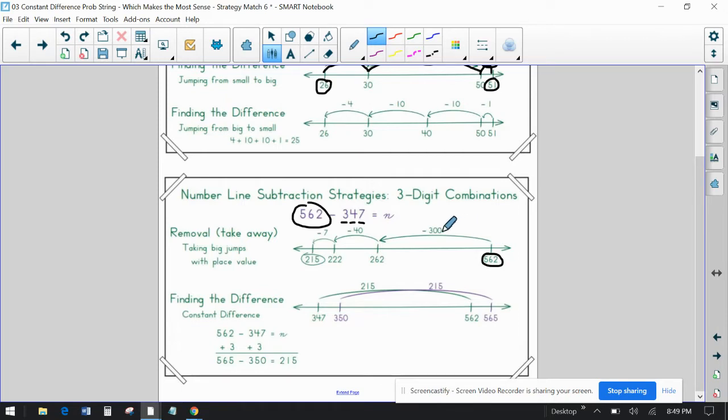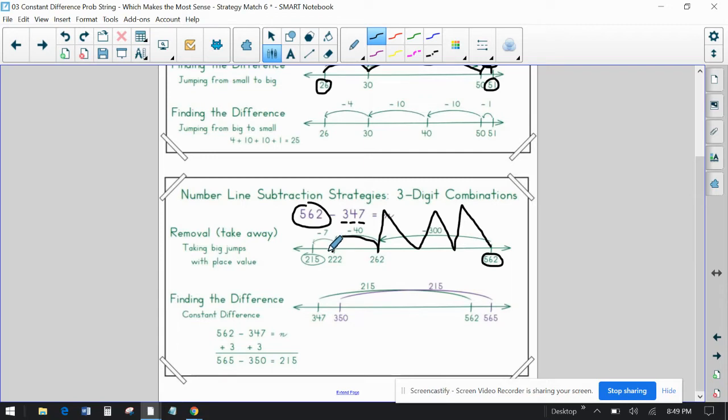So 462, 362, 262. In fact, when I show hundreds on the number line, what I do is I go 462, 362, 262, and I make mountains, like pointy mountains, and each one of these peaks is 100. So now we're at 262. And now we're going to take away the 40. So I know 60 minus 40 equals 20. So 262 becomes 222.